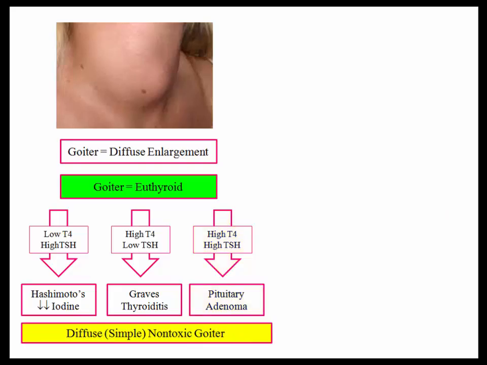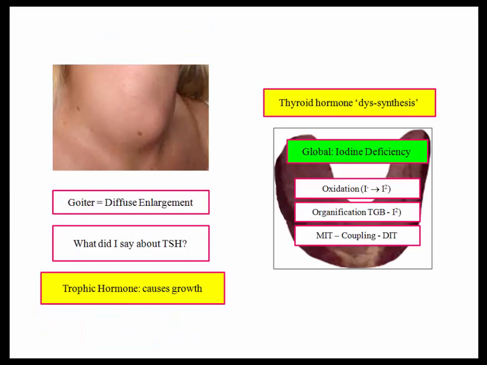In all these instances presented so far, the enlarged thyroid would be described secondary to the underlying disorder. The patient who is euthyroid, as defined by a normal free T4, and does not have a palpable nodule, would be described as having a diffuse or simple non-toxic goiter. So the next question to answer is why the gland is so darn big. Part 1 of the goiter story involves TSH. It is still a trophic hormone, and it is still stimulating cellular growth. So what is going on in simple, diffuse, non-toxic goiter?